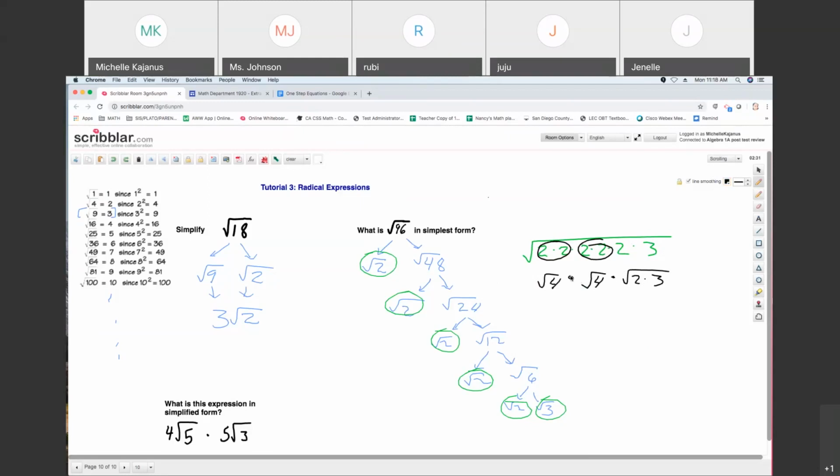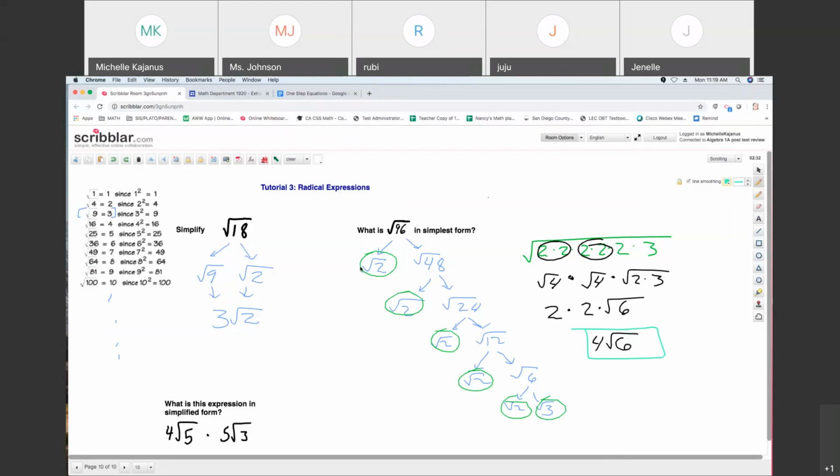Why I separated them is that now that I went all the way down, I can actually see that some of these actually have a square root. 4, the square root of 4 is 2. And then the square root of 4 again, 2 times. And inside the radical, there's nothing else I can do to simplify it but multiply. 2 times 2 is 4. And I have 4 square root of 6. This is another way of simplifying these radical problems.